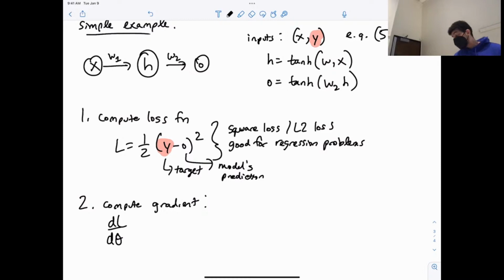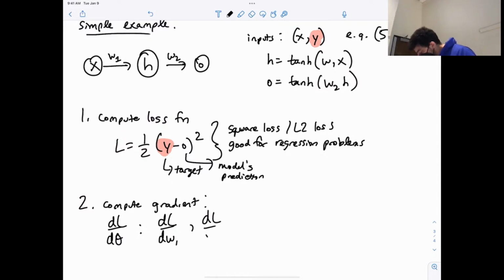Yeah, W1 and W2, right? X is part of our input. We're not training X. H is an intermediate variable. O is an intermediate variable. So when we say we're computing the gradient, we are computing exactly two partial derivatives here: the partial derivative of the loss with respect to W1 and dL/dW2, right? There's only two parameters in this network.